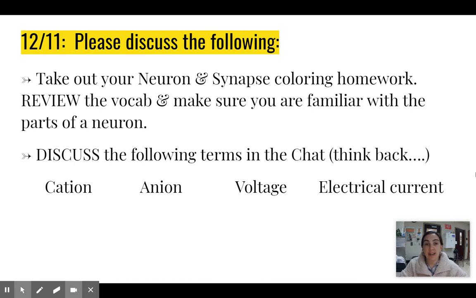Today, we're going to start diving into the function of neurons and talking about how those types of cells perform their specialized function.